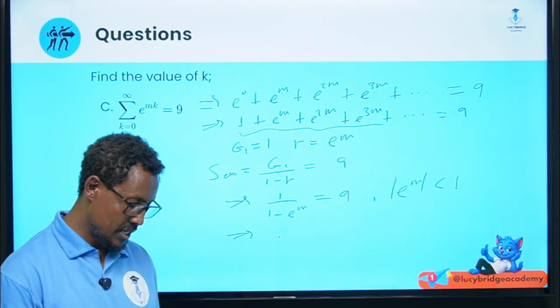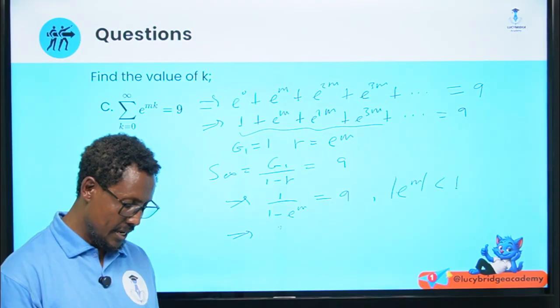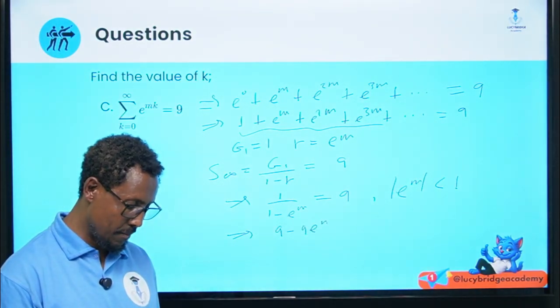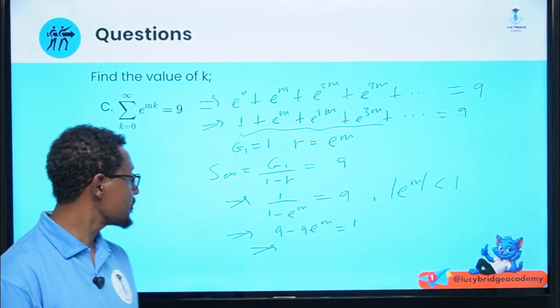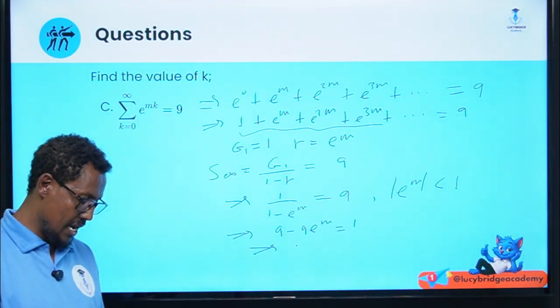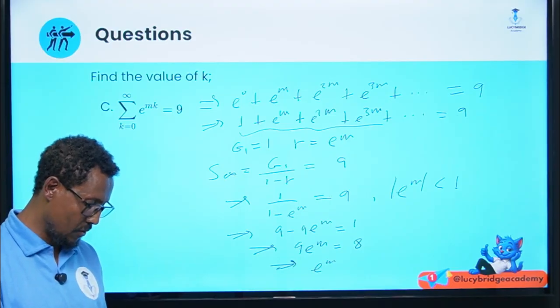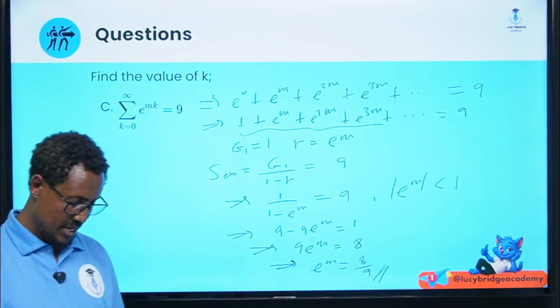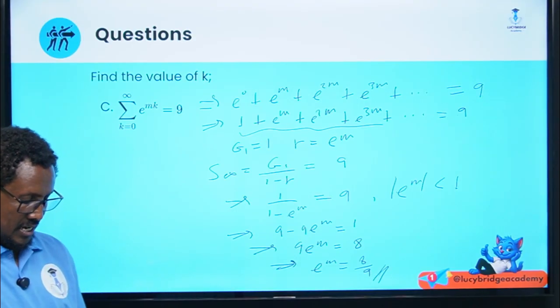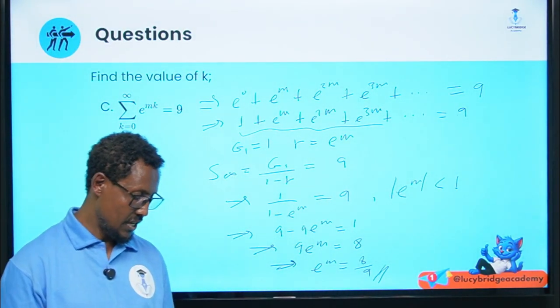Therefore, multiplying both sides by 1 minus e to the power m, 9 minus 9e to the power m is equal to 1. This means 9e to the power m is equal to 9 minus 1, which is 8. Now dividing both sides by 9, e to the power m is equal to 8 over 9. Look, the absolute value of 8 over 9 is less than 1.